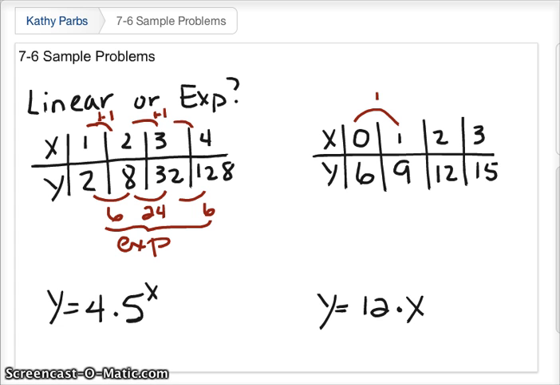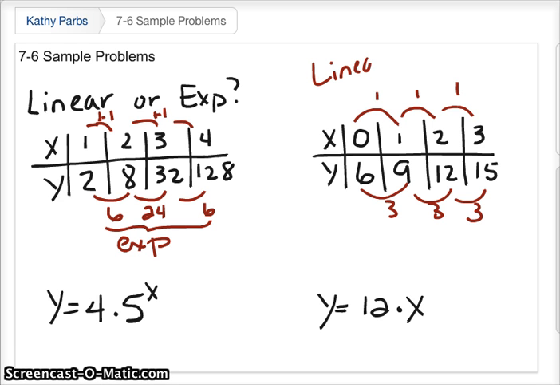On this problem, the difference is 1, 1, 1. The difference is 3, 3, 3. So this is a linear function. And remember, slope equals change in y over change in x. So it's a linear function with a slope of 3 over 1, or 3.